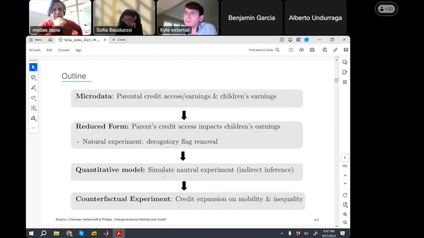All right, so this is the outline of the talk. So we're gonna spell out the new microdata. I'm gonna do the reduced form, okay? And neither of the instruments are perfect, so let's just say that up front. But what we're gonna do is simulate the instruments, this particular flag removal in the quantitative model. And then we're gonna run these counterfactual experiments where we look at mobility and inequality.